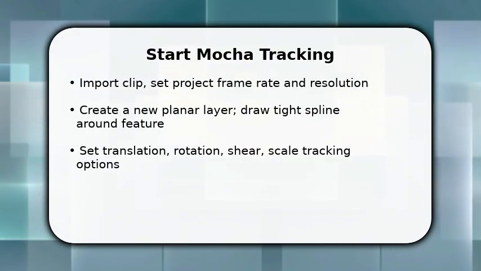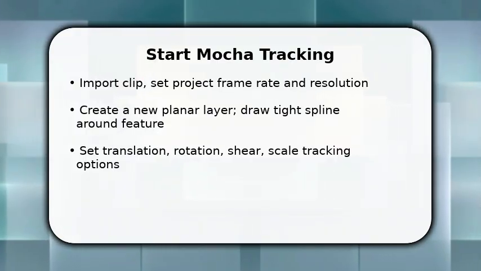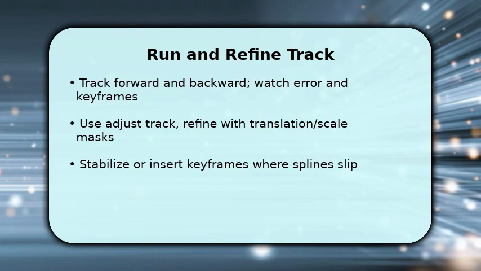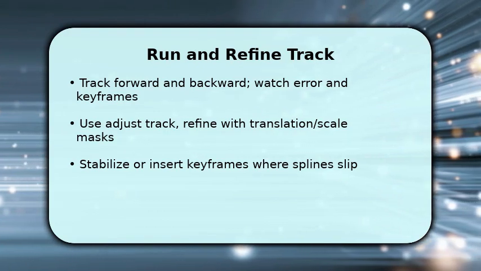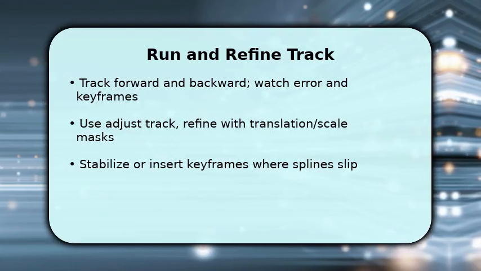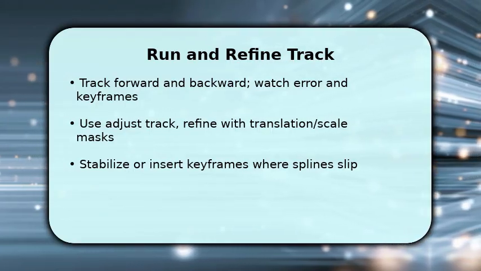That prevents drift. Now you're ready to run the forward track. Run the forward track and then backtrack to verify consistency. Mocha's subpixel results reveal drift. Pause where the track degrades and use Adjust Track to nudge the spline, or add keyframes for transient occlusions.